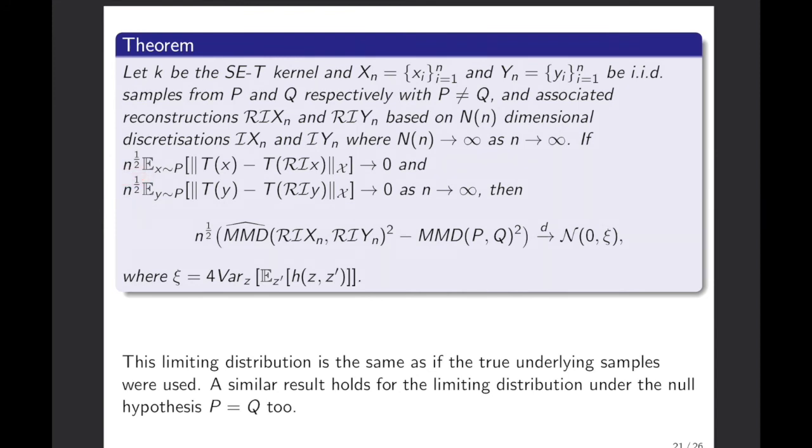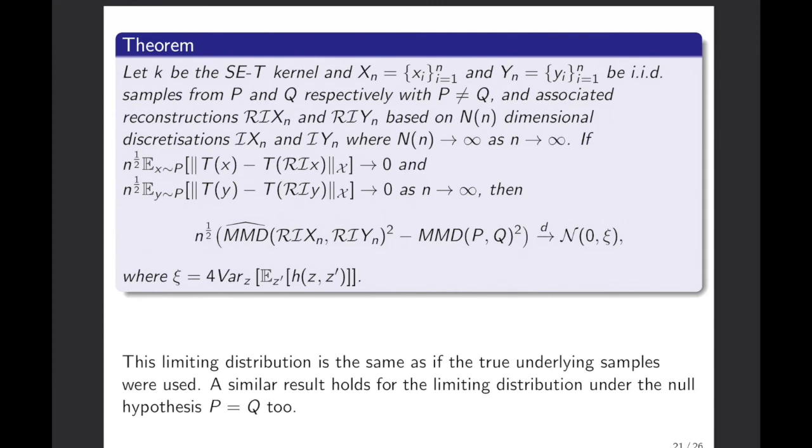Then we see here that we have the MMD based on the reconstructed data, and this limiting distribution is the same as if the MMD was based on the true data in the case of our alternative hypothesis. Again, an analogous result holds for the null hypothesis, where the MMD based on the reconstructed data will have the same distribution as the MMD estimator based on the true samples with no discretization.